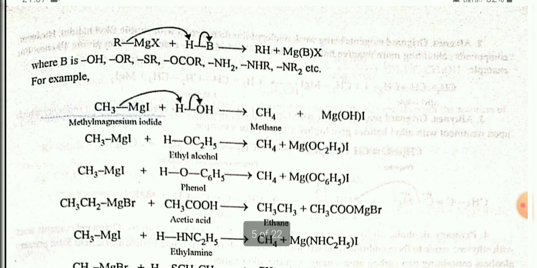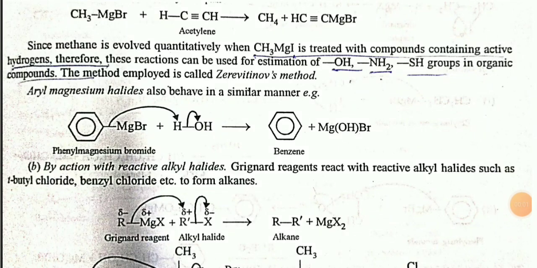RMgX plus HB gives out RH plus MgBX, where B is OH, OR, SR, OCOR, NH2, NHR, NR2, etc. Since methane is evolved quantitatively when CH3MgI is treated with compounds containing active hydrogens, therefore these reactions can be used for estimation of OH, NH2, SH groups in organic compounds. The method employed is called Zerewitinoff method.